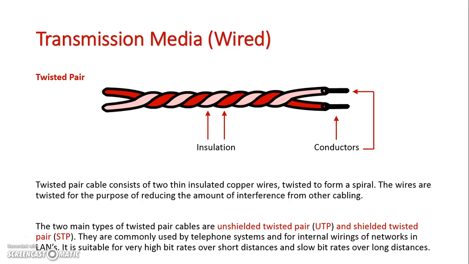Now we can see that the actual twisted cables are insulated in order to protect them and reduce interference, and contain conductors on the inside. They're commonly used in telephone systems as well as internal wiring in network LANs. They're suitable for very high bit rates over short distances. But basically they're cheap and easy to use.